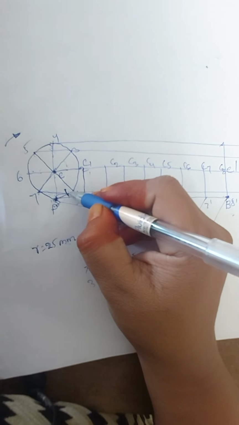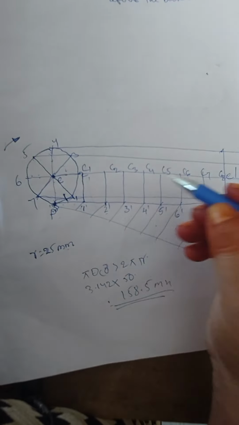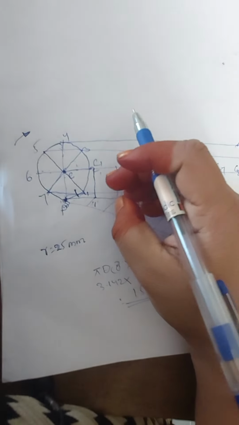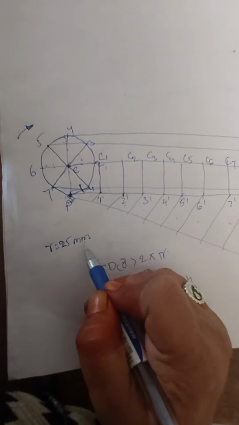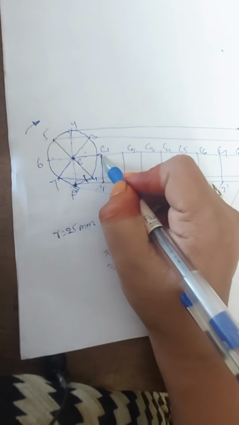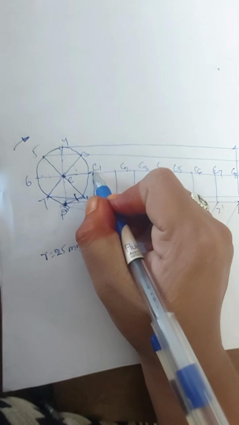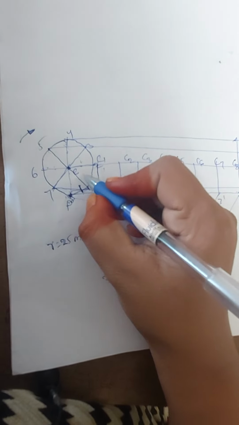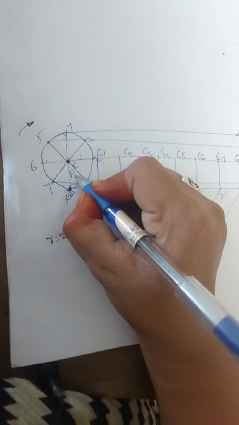So to generate the different points P1, P2, P3 like that, we need to draw the arcs from the particular centers. So take R equal to 25 mm and C1 as the center, and draw the arc on the line which is passing through 1, and generate the point P1.